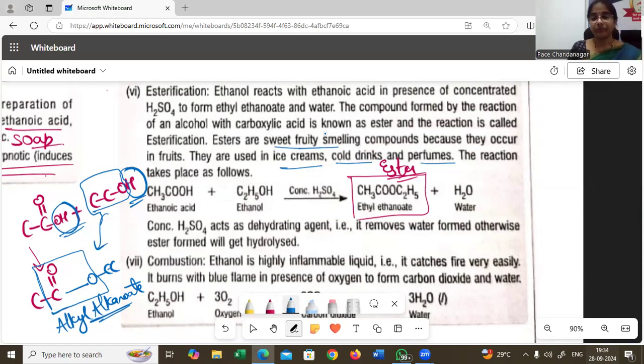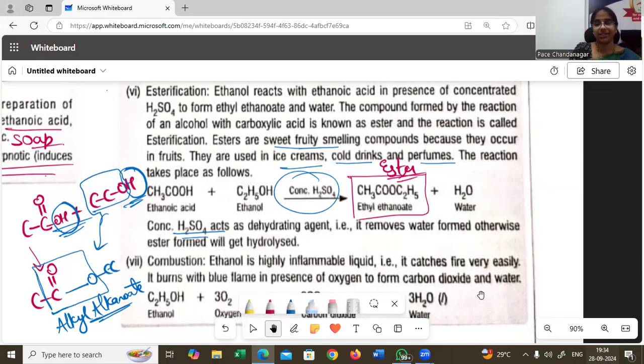And what does this do in the presence of concentrated sulfuric acid? This is the dehydrating agent. Concentrated sulfuric acid, wherever you see it, is a dehydrating agent. It will remove water from its position. That is what is called esterification, because you're making ester out of the only two compounds you have for your syllabus, ethanol and ethanoic acid.